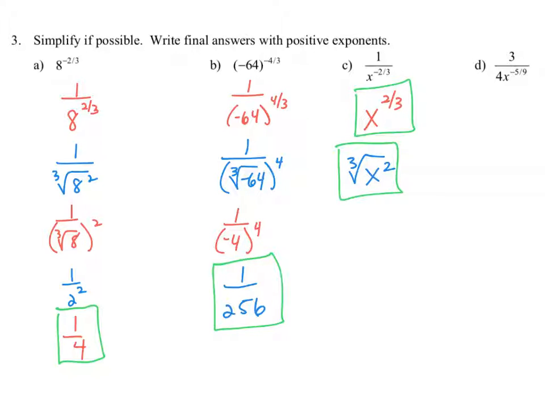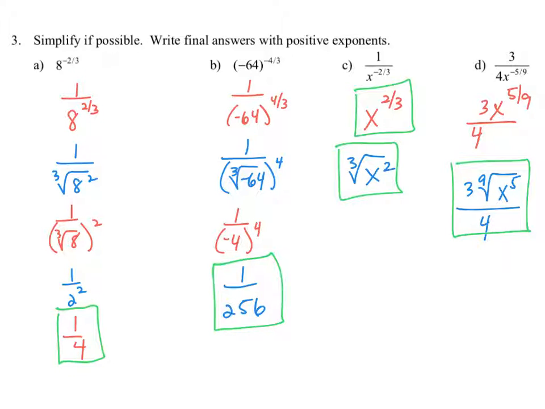In example D, we have 3 over 4x to the negative 5/9 power. We're moving only the portion that has a negative exponent. So this fraction can be written as 3 over 4, and then that x to the negative 5/9 in the denominator, we move it to the numerator, and it becomes x to the positive 5/9. You can leave your answer in that form, or you could write this as 3 times the 9th root of x to the 5th all over 4. Either one of those is acceptable. If you're asked to give your answers using only exponents, then the first answer is sufficient.